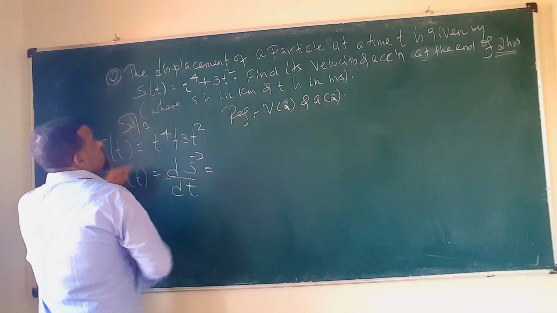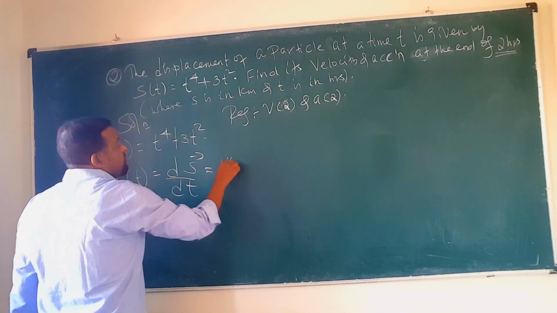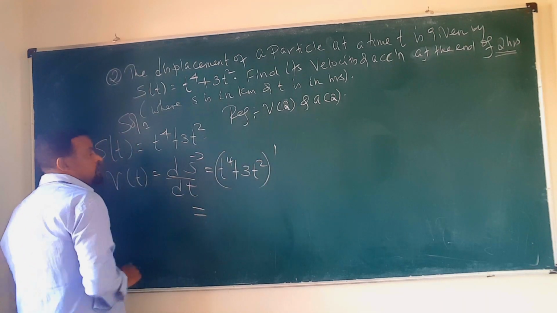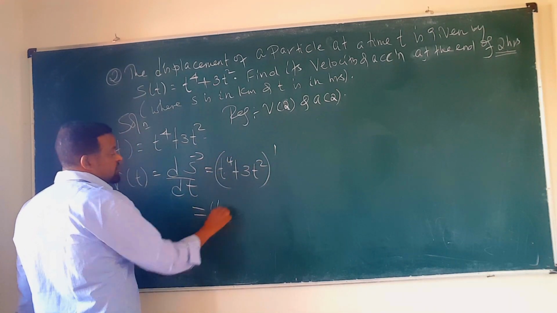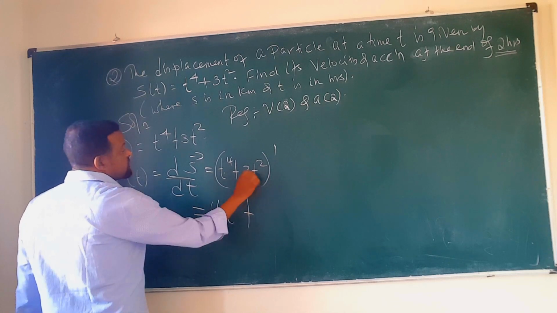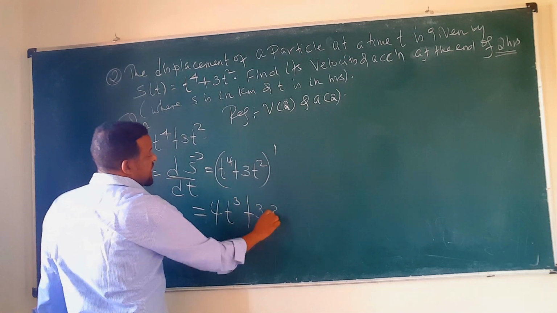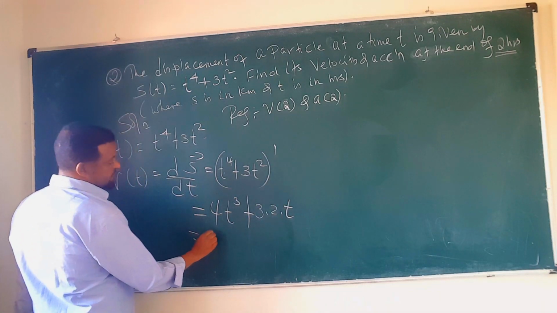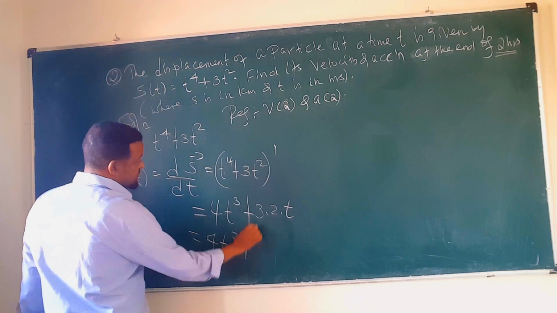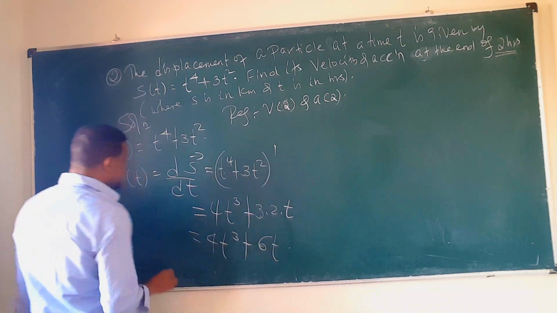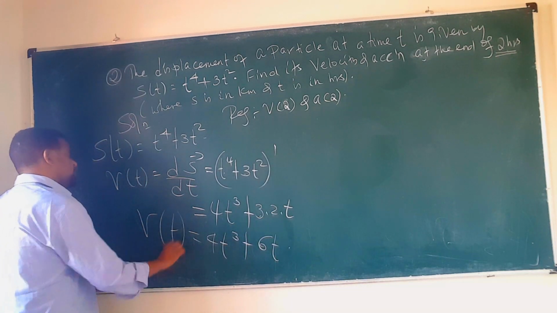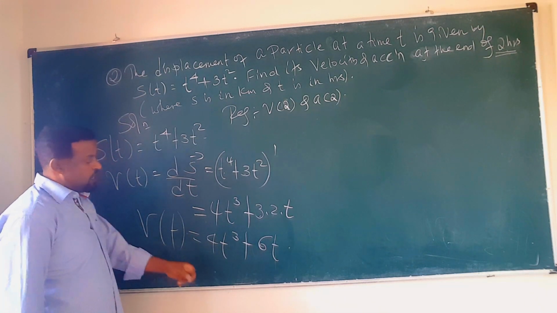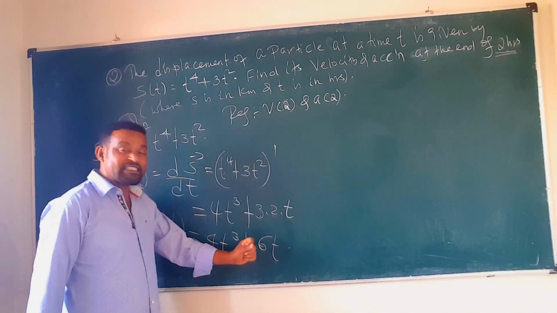So the derivative of t to the power of 4 plus 3t squared. You just take the derivative of that one. The derivative of t to the power of 4 is 4t cubed, plus the derivative of 3t squared is 3 times 2 times t. So that will be 4t cubed plus 3 times 2 is 6t. This is the velocity function. So the velocity of the particle after time t is given by 4t cubed plus 6t.